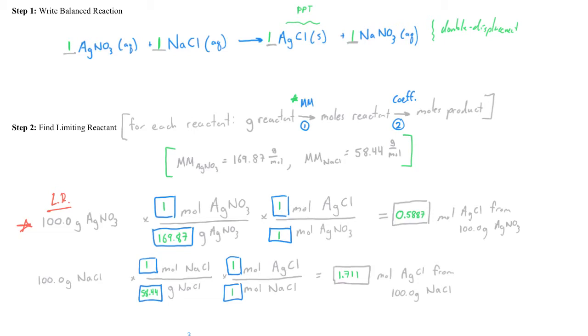Well, the reason why we run out of silver nitrate first is because we have only 1/3 as many silver nitrate units as we do sodium chloride. Why is that? Well, take a look at the molar mass of silver nitrate.